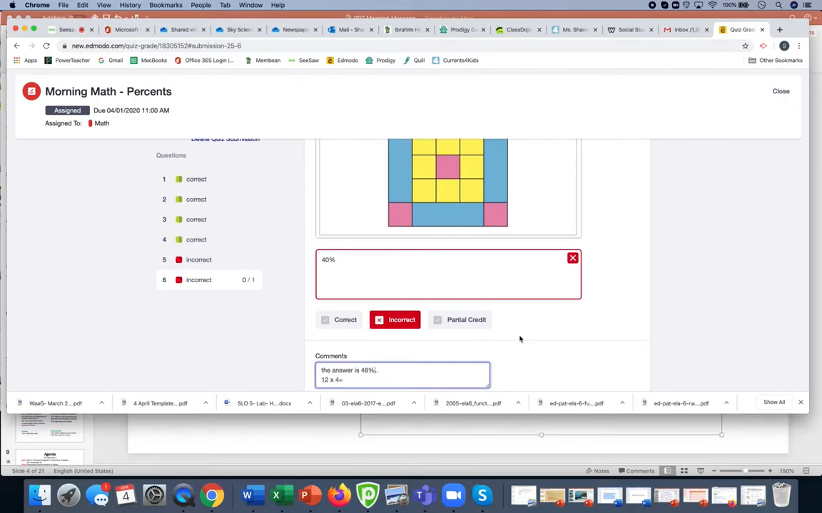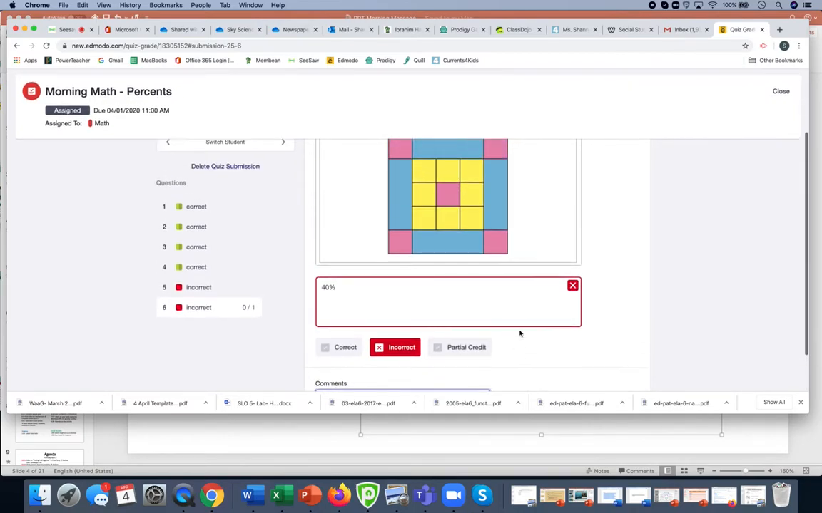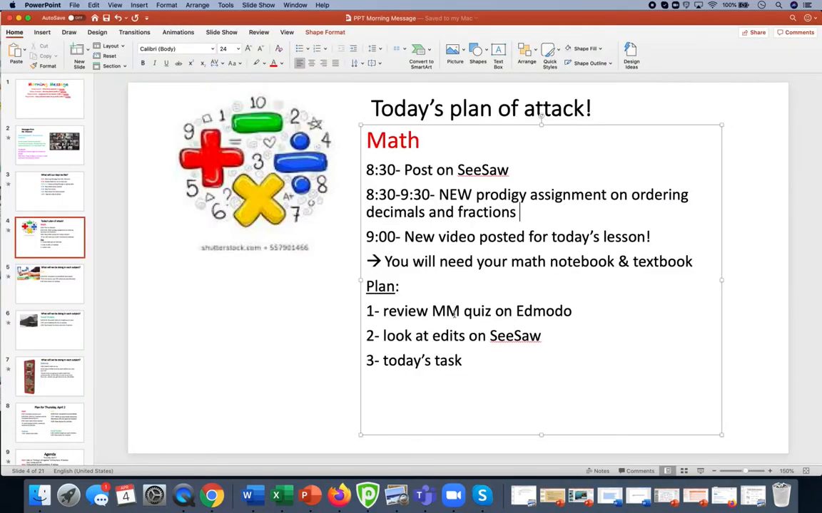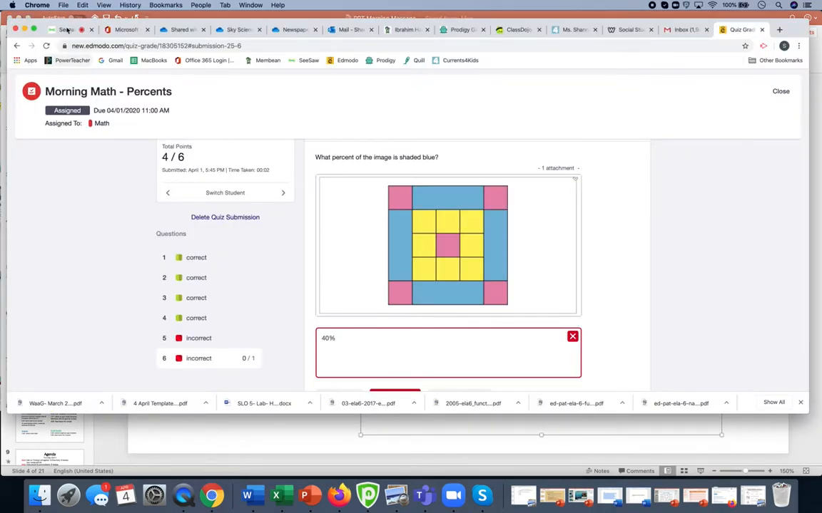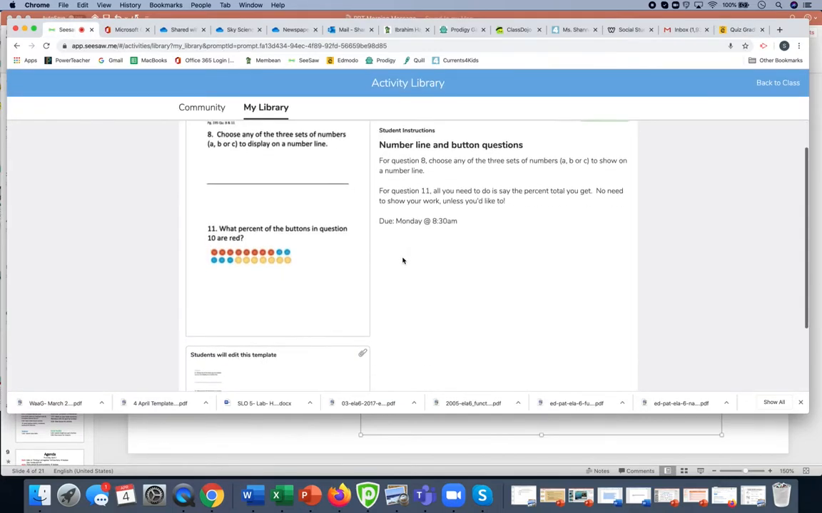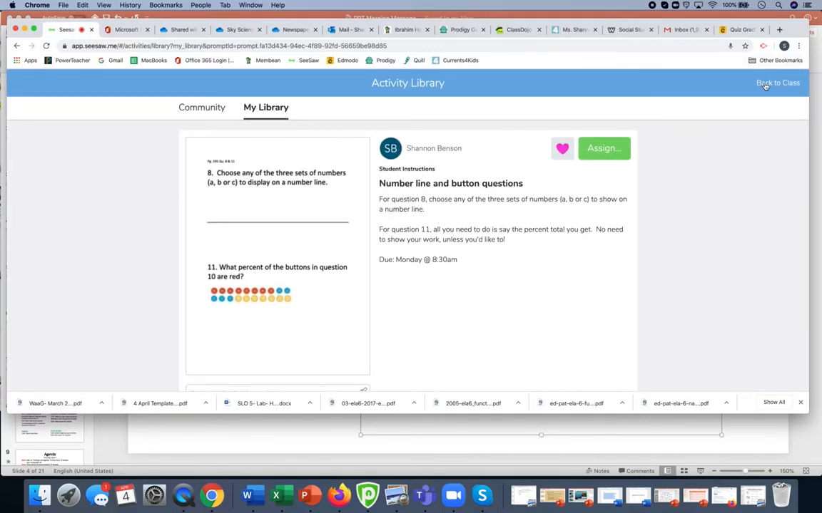Okay, so if you want to see those, or you want me to give you more information upon exactly what you did wrong, let me know. Okay, so that's that. Next is look at the edits on Seesaw. Okay, so Seesaw, oh, this is your one from today. Okay, now back to class.